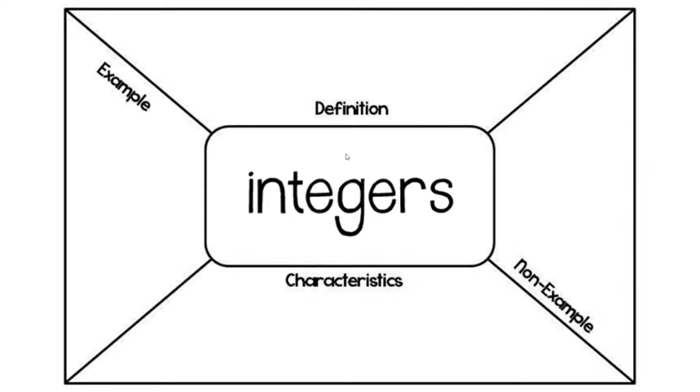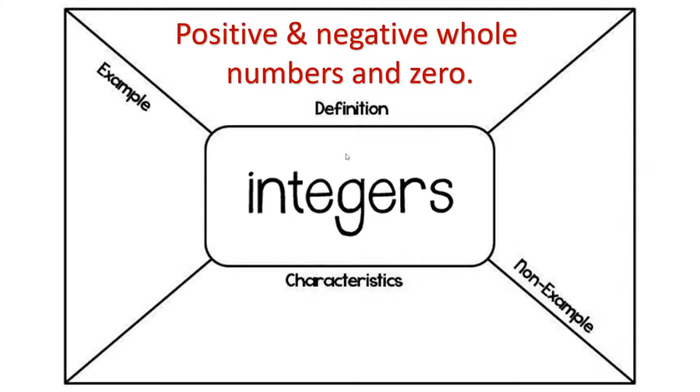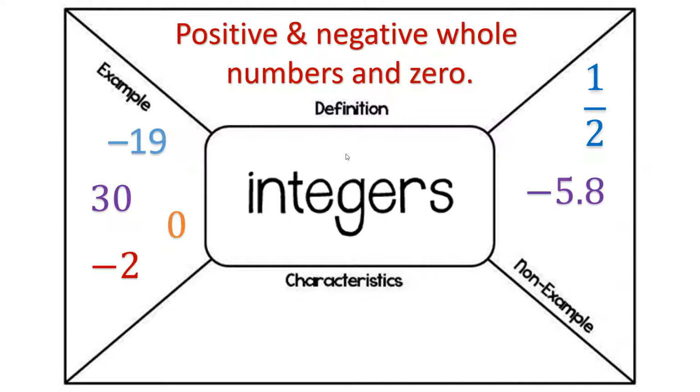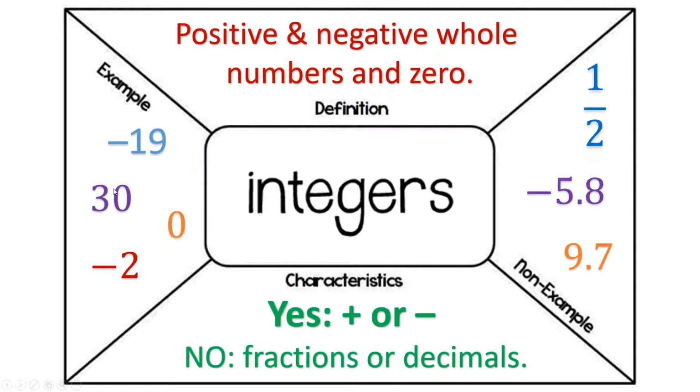So please go there. For the integers vocab, the definition is positive and negative whole numbers and zero. Some examples are negative 19, 30, 0, and negative 2, compared to the non-examples of 1/2, negative 5.8, and 9.7. So decimals and fractions are not integers, but whole numbers that are negative or positive are integers. So yes, if it has a positive or a negative sign, that's good, but it is not an integer if there are fractions or decimals.